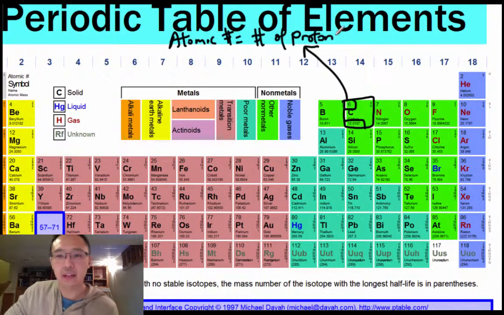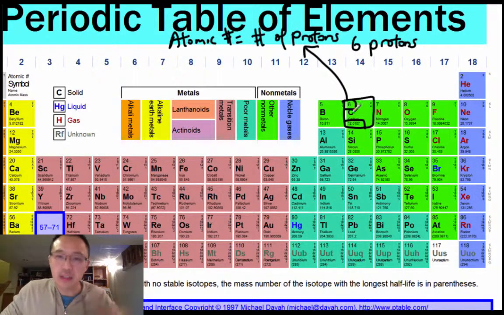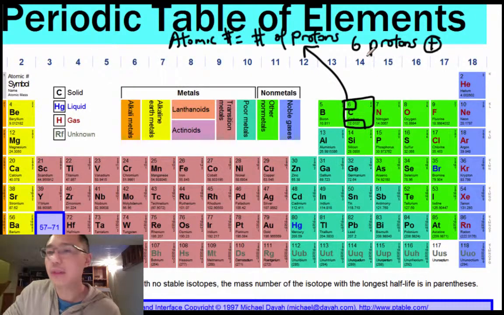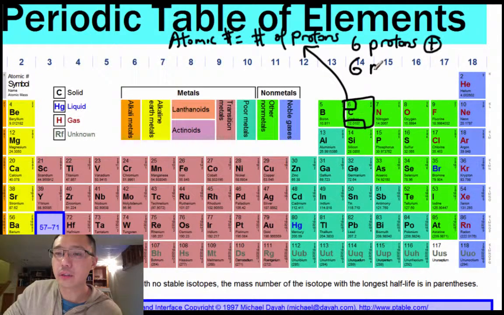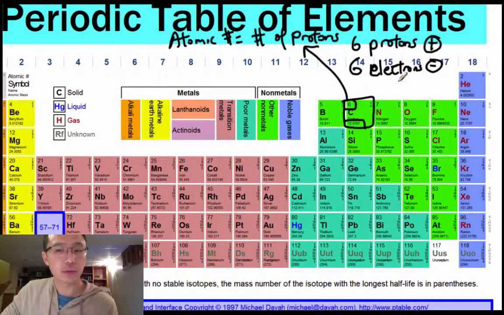So how many protons would you find in carbon? Well, because it's 6, you would have 6 protons. And remember what I said before about a neutral atom? Carbon has 6 protons, and in a neutral carbon atom, you would have the same amount to counteract all these protons. So if you have 6 positive protons, a neutral one would also have 6 electrons, which are your negative charges. So you have 6 positive, 6 negative, which gives you an overall charge of 0, which is neutral.